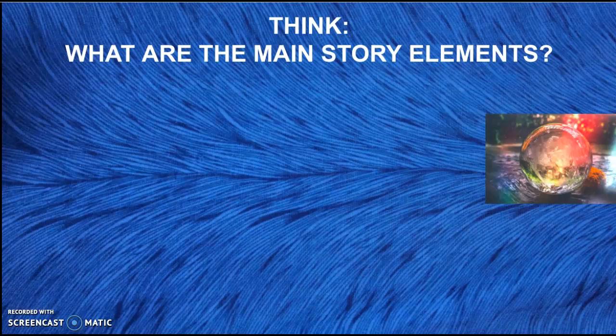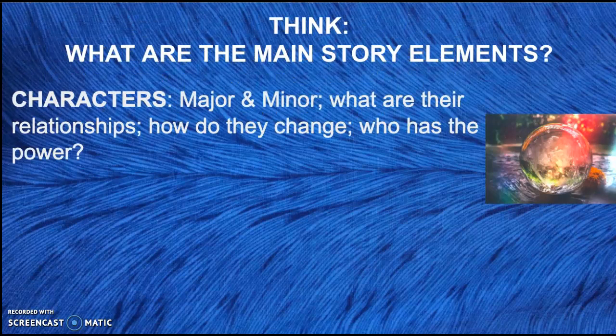What are the main story elements? And more specifically, aside from just naming them, what do we do with these story elements while we read? Well, the first ones, if you were thinking characters, you were right. But as we're heading into middle school, characters mean more than just one character or a couple characters. We really want to be paying attention to the major and minor characters in our books. We want to be thinking about their relationships. We also want to be noticing how they might be changing, and we even want to think about who has the power in the story. This is especially true when we read fantasy books.